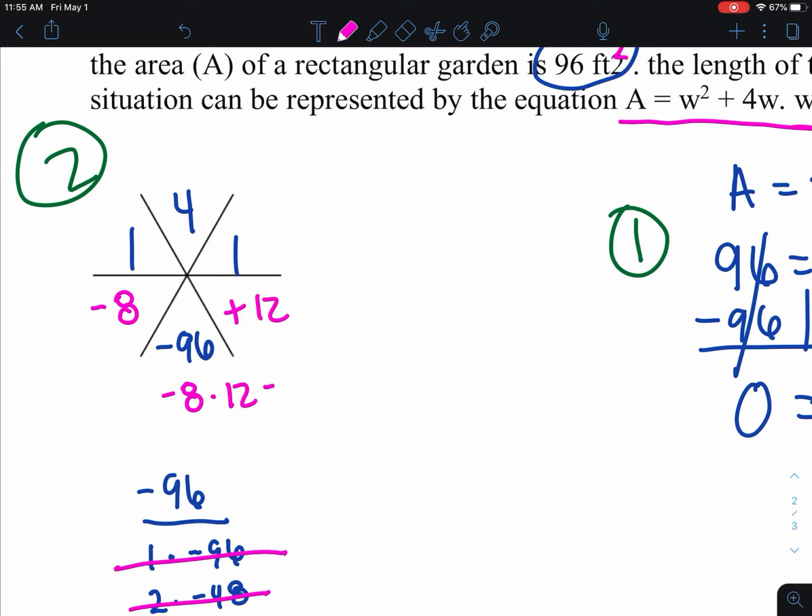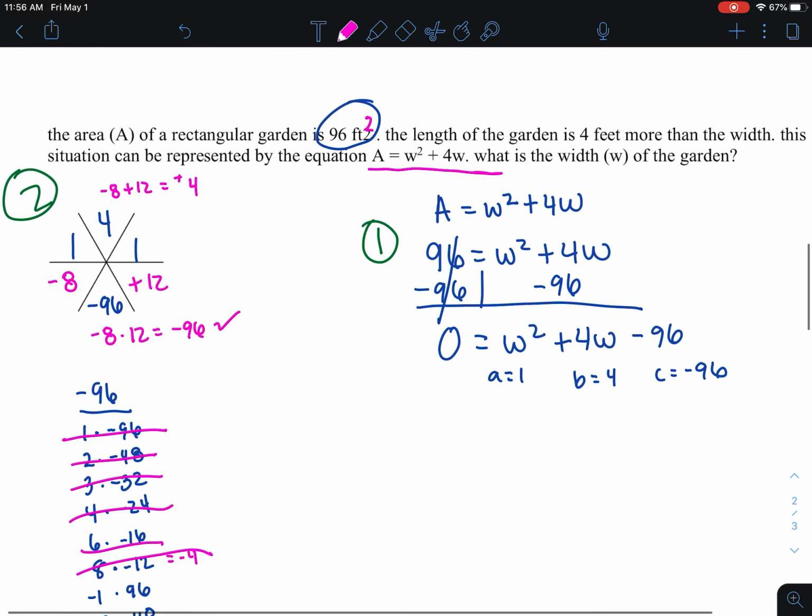So always check, just in case. Negative 8 times positive 12, that equals negative 96. Negative 8 plus 12. Remember, if they're different signs, subtract, so you get 4. And keep the sign of the bigger digit. The bigger digit is 12, and it's positive, so it's a positive 4.